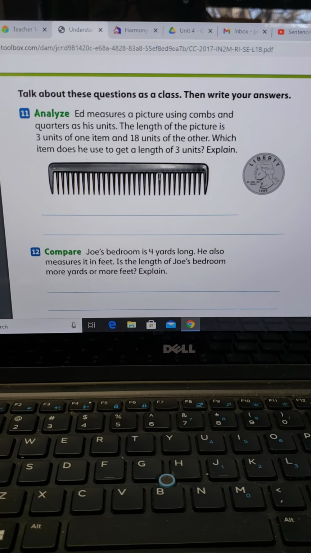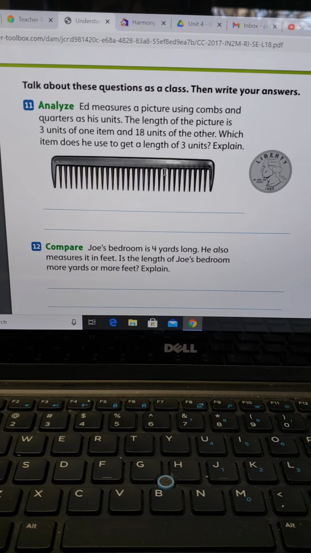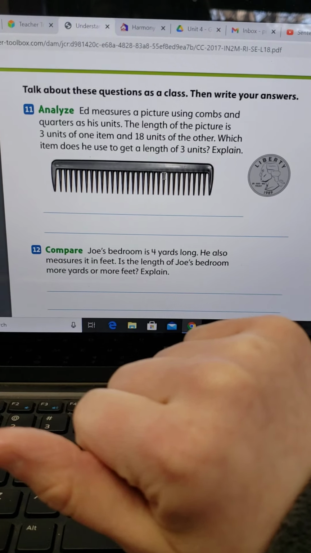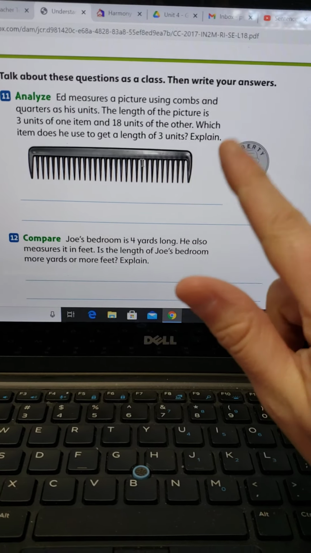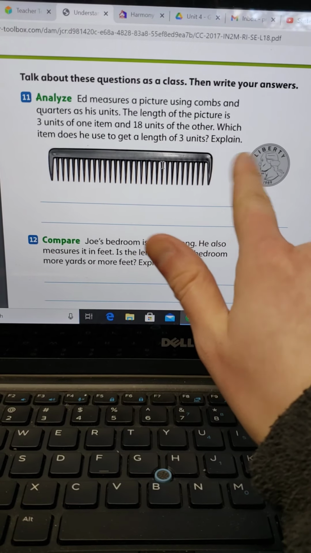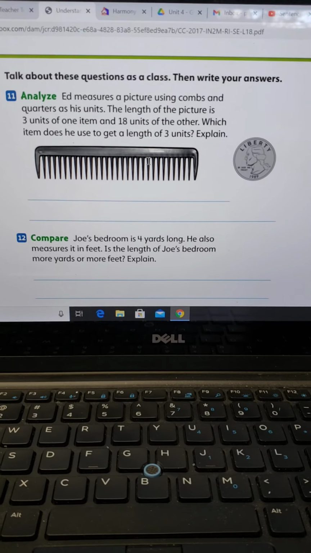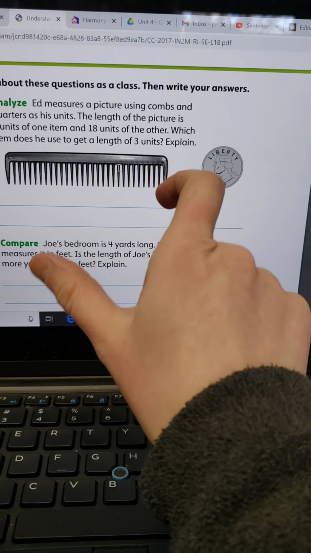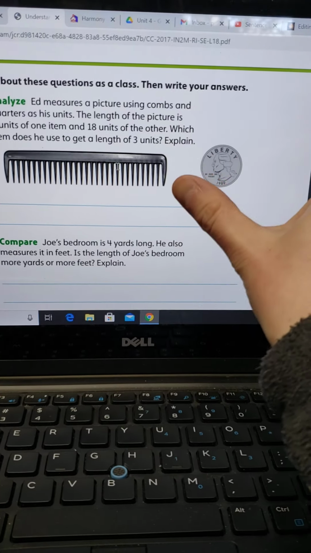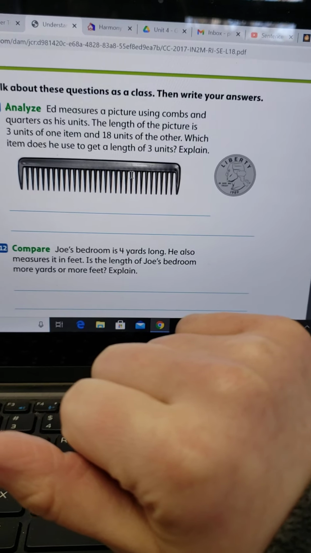So that means that word unit, remember that's what we're using to measure something. He needs 3 of one of these things to see how long his picture is. But he needs 18 of one of these items stacked all next to each other to see how long his picture is. Which one of these things do you think he has to line up one after another, and it just takes him 3 of?